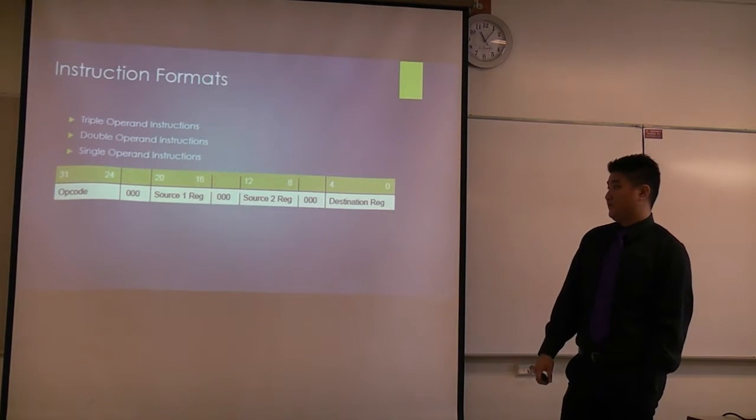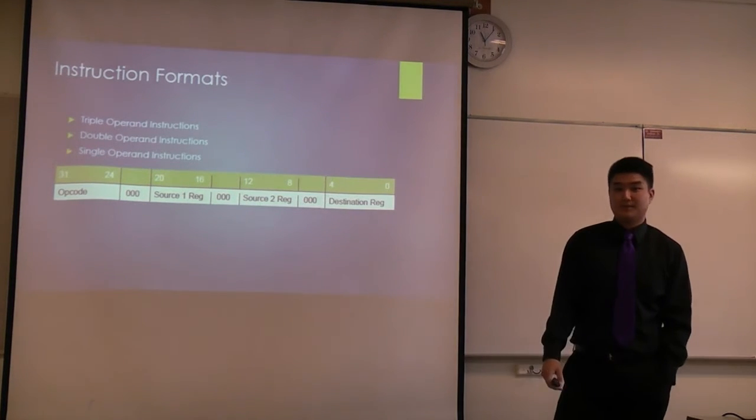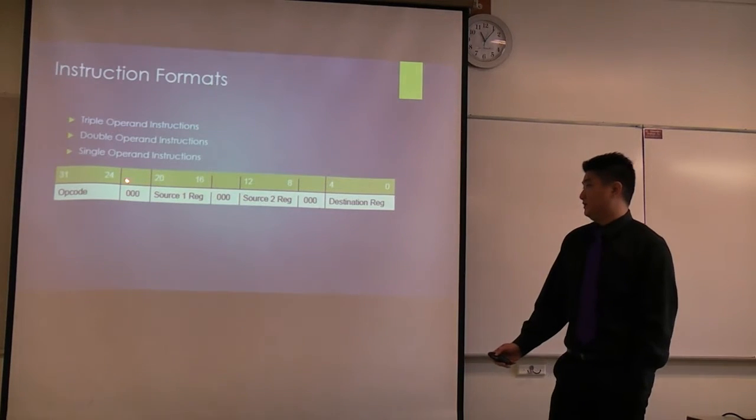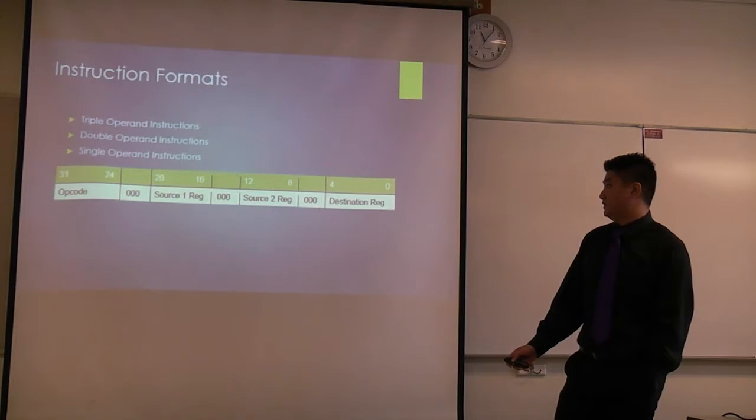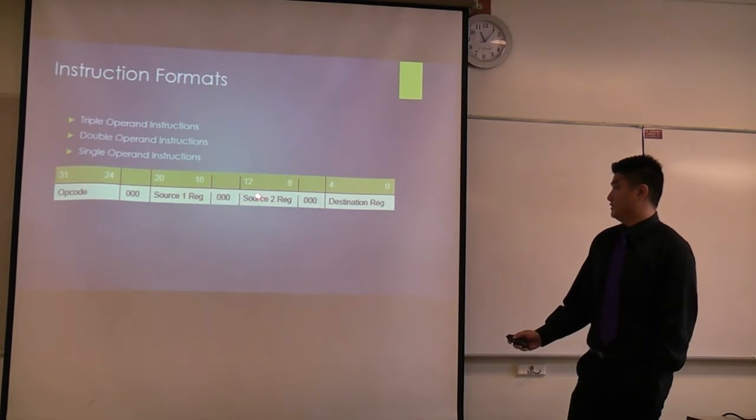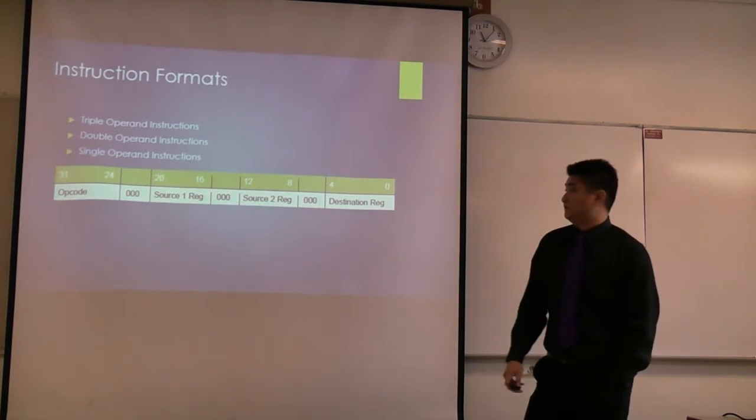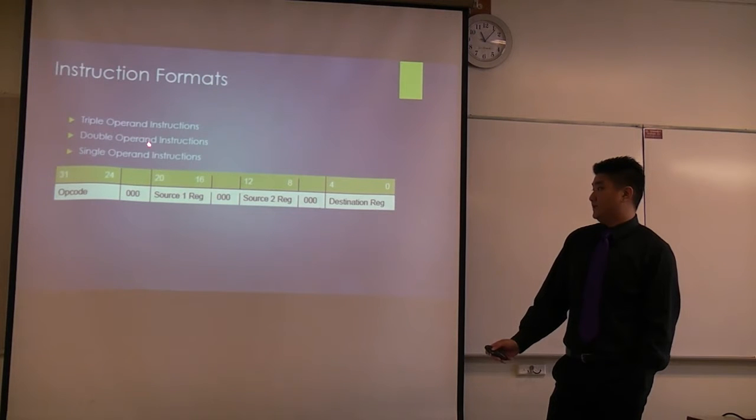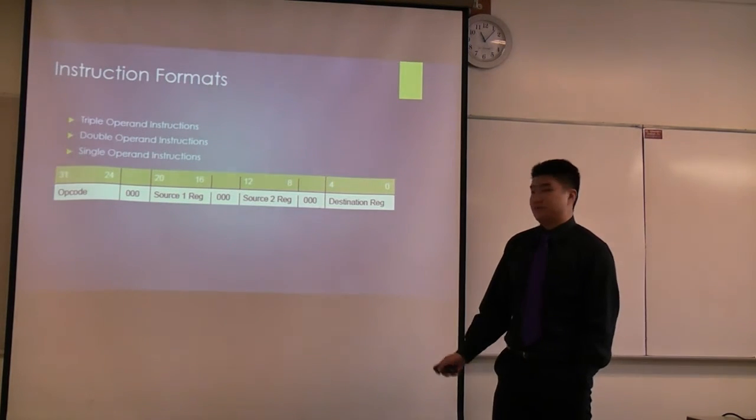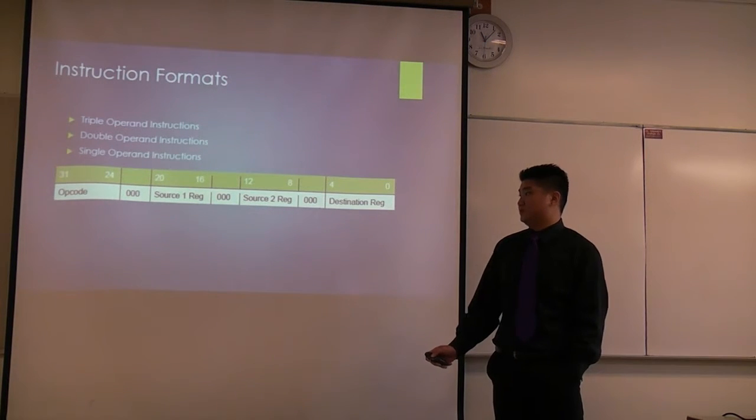Then for instruction formats, there are the triple operand instructions, double, and single. They all have a very similar format with the 8-bit opcode. The triple operand instruction uses both the source 1 and source 2 registers, and then stores the result into the destination register. For the double operand, it has the source 1 register and the destination register, and source 2 is just left alone. And for the single operand, it just utilizes the source 1.